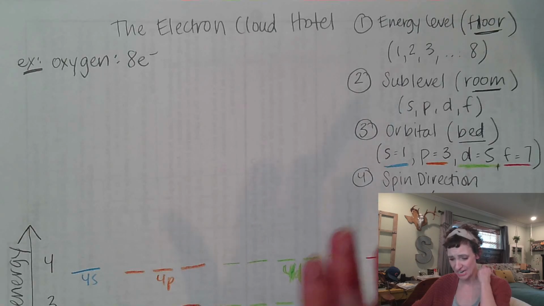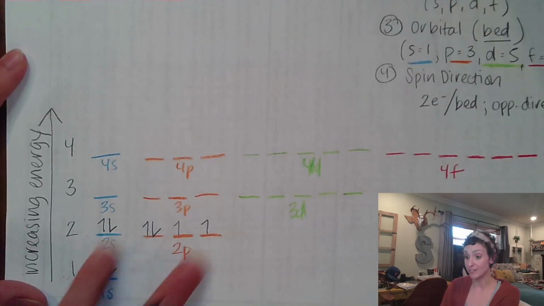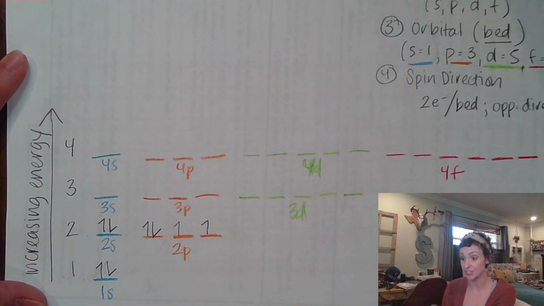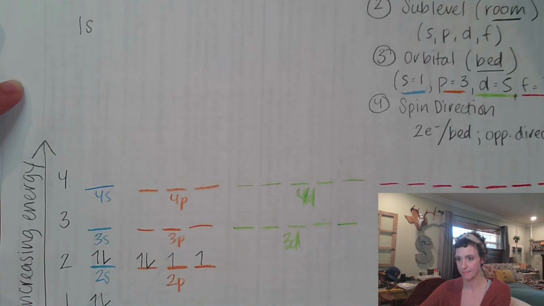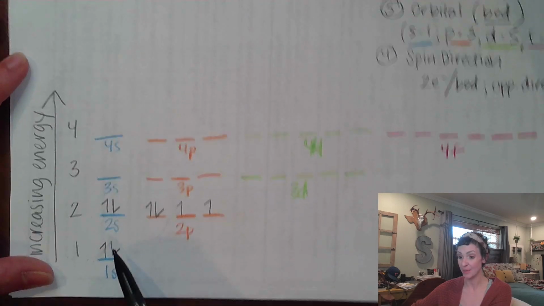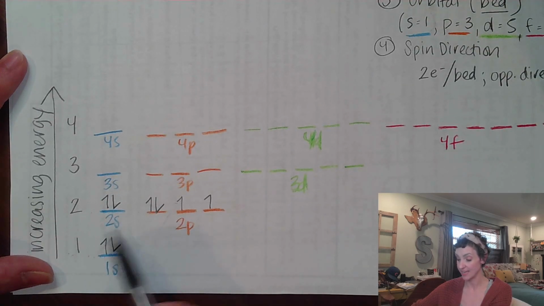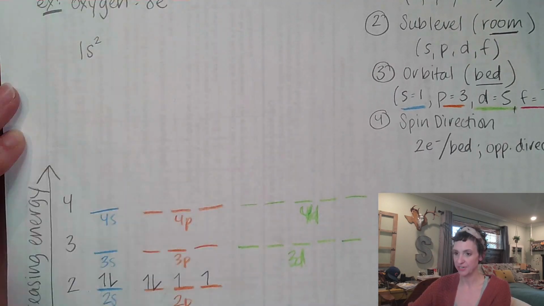On these oxygen atoms, we would say the configuration, or the representation of how oxygen's electrons fill up, would be like this. I would start at the bottom, and you're going to tell me what room was filled up first. Well, the 1s room. Great. 1s. And then you're going to tell me how many electrons in that 1s room. 2. So I would put a superscript 2. 1s2. So that's the first room that was filled.